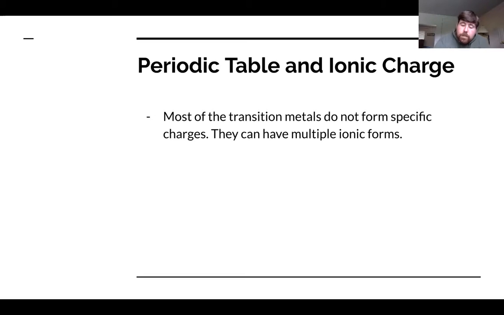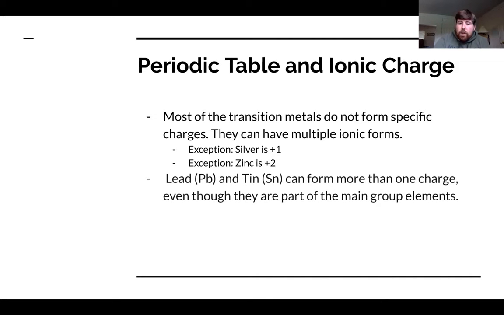Two notable exceptions to this are going to be silver and zinc. Silver, when it forms an ion, always loses 1 electron and will always be the ion with a +1 charge. So silver will always have a +1 charge. And zinc always has a +2 charge.